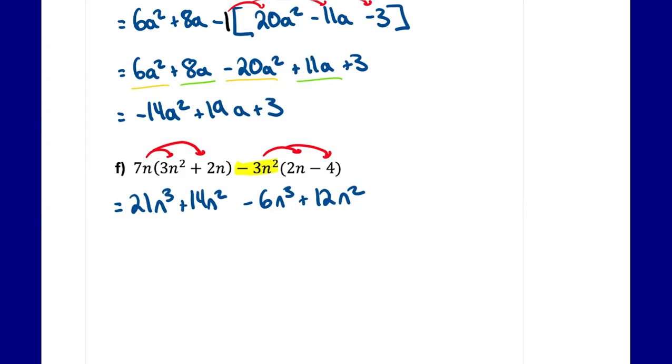Now I can go through and look for like terms. I do have two terms with n cubed and two terms with n squared. So I can combine those two and I get 15n cubed plus 26n squared. And again, I'm putting the n cubed first because it has a higher exponent, followed by the n squared.